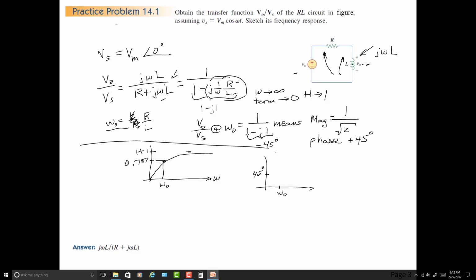So there that is. Let's do the same thing. As the frequency gets very large, the term omega, the J term, disappears, so we get 1 over 1. And the phase angle of that is 0. So out here we're heading toward 0.